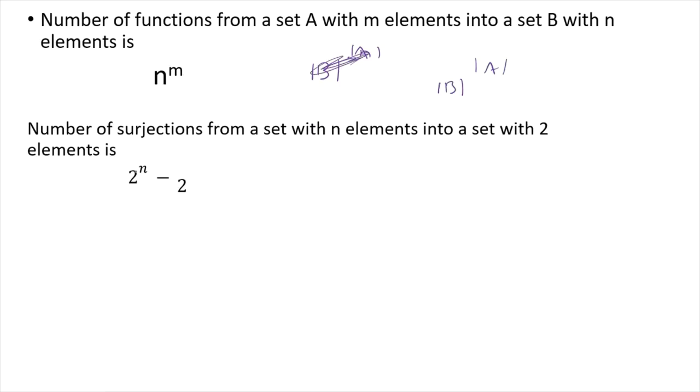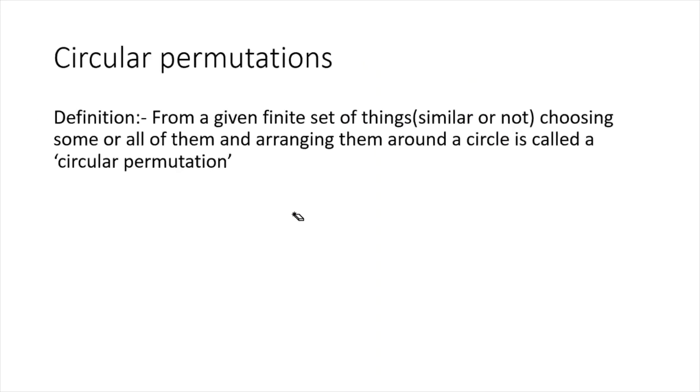And the number of surjections from a set A with n elements into a set B with 2 elements is going to be 2 raised to n minus 2. So these are the two results that we have seen while doing a few problems related to permutations with repetitions. Now let us look into circular permutations in detail.